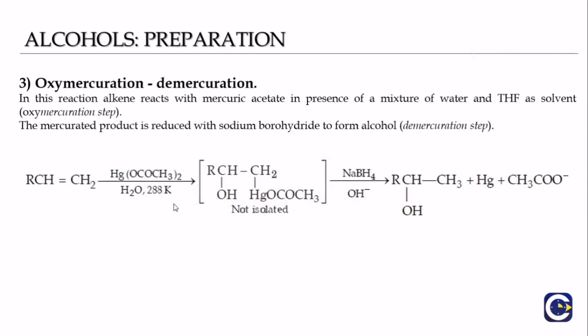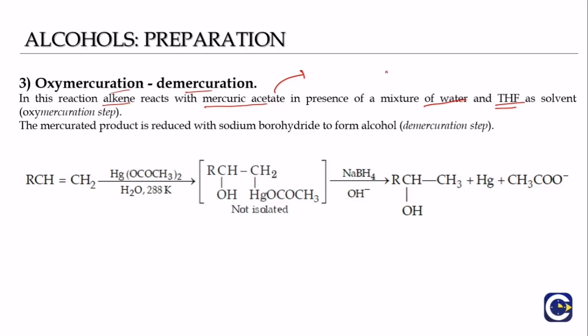Hello everyone. In this video we are going to continue our discussion of preparation of alcohols, and here we will be discussing another important reaction, that is the oxymercuration demercuration reaction. This reaction is between the alkene and the mercuric acetate in the presence of a mixture of water and THF, tetrahydrofuran, as solvent. These two act as a solvent, and the reaction is between alkene and the mercuric acetate.